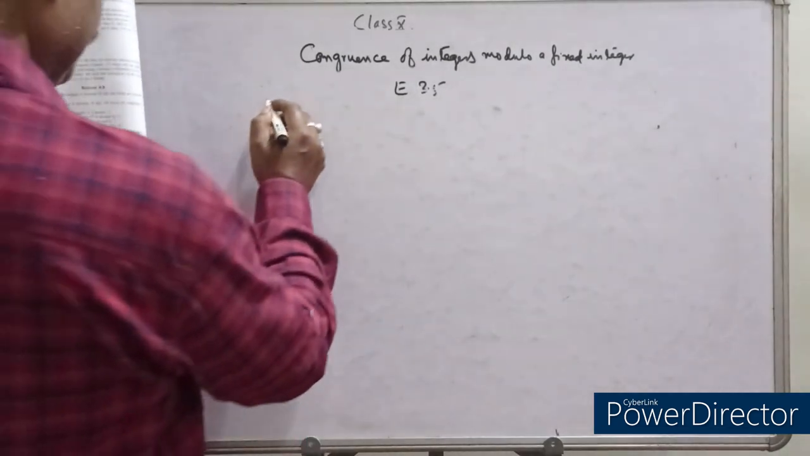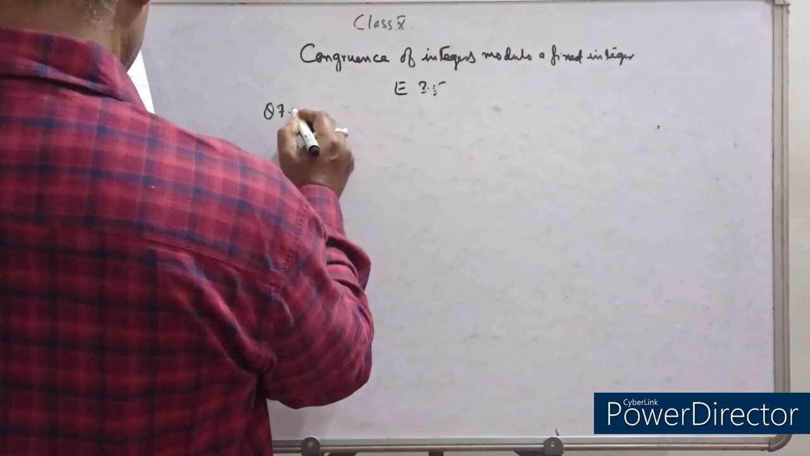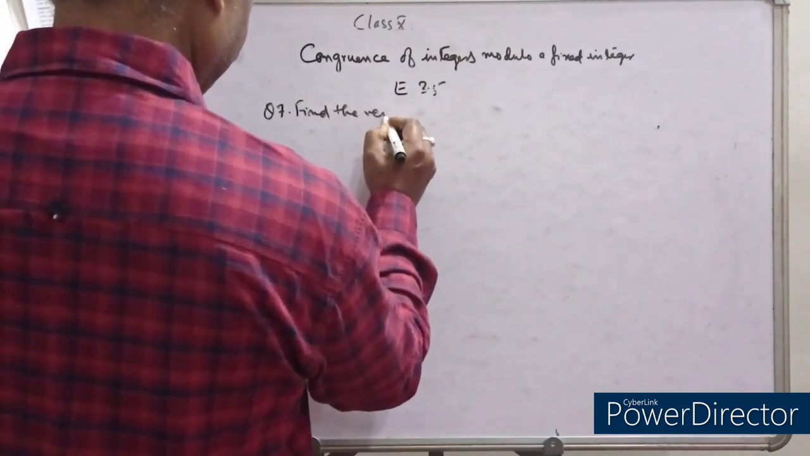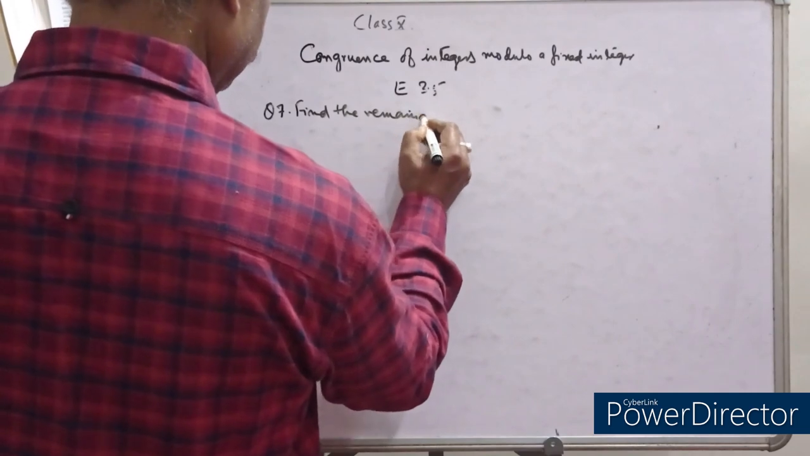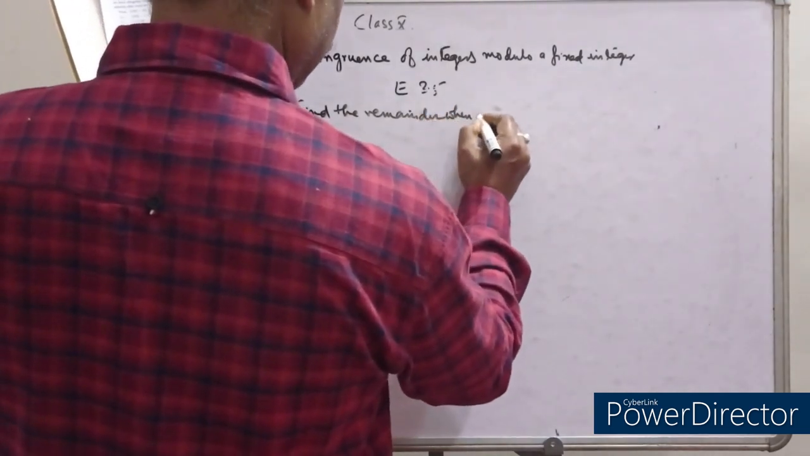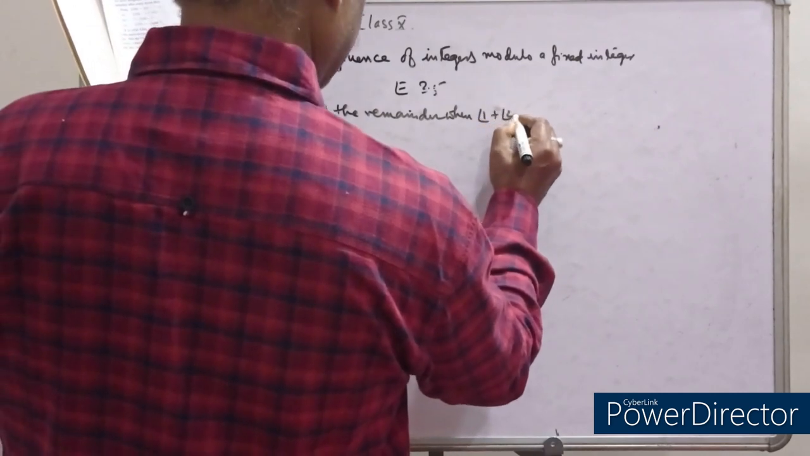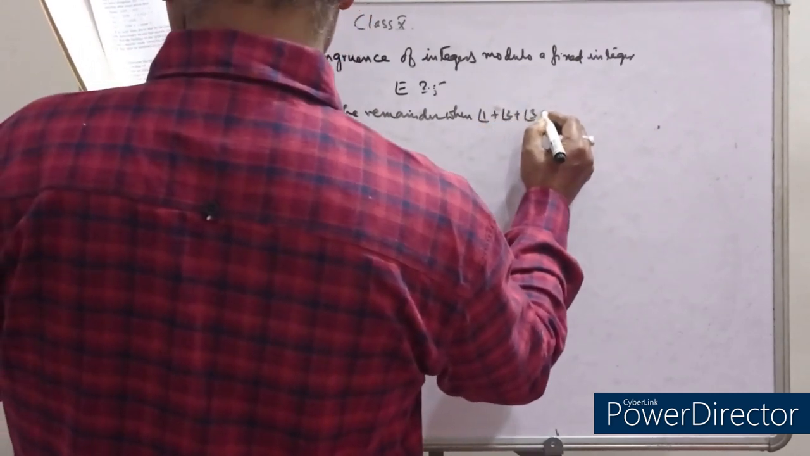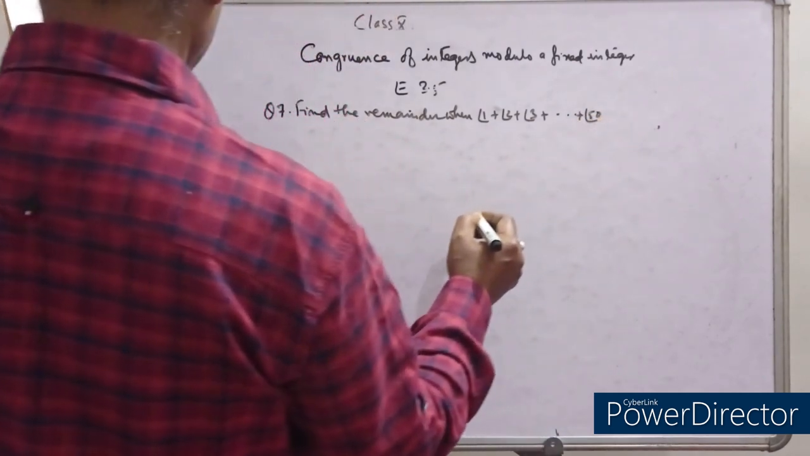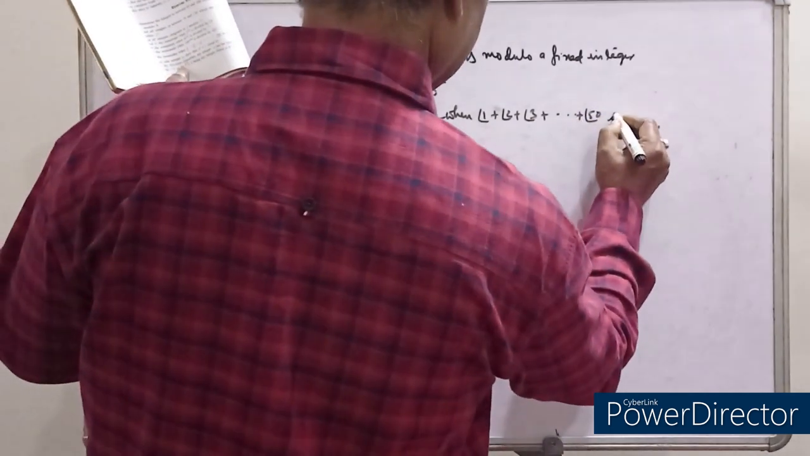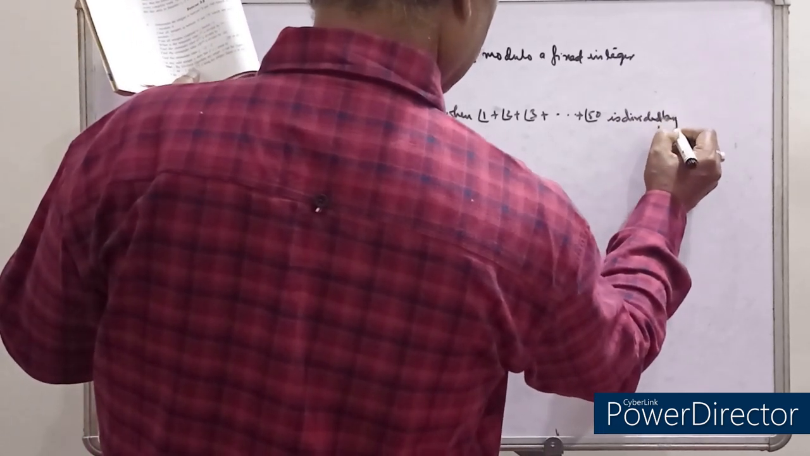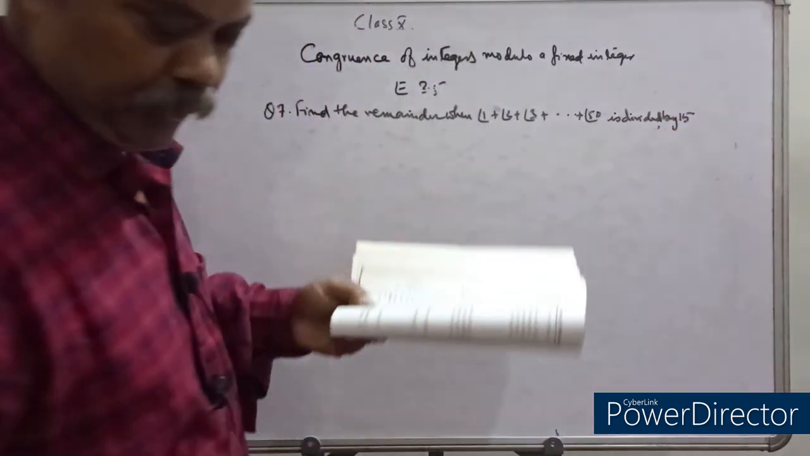Now my next question is question number 7, that is, find the remainder when 1 factorial plus 2 factorial plus 3 factorial plus dot dot dot plus 50 factorial is divided by 15.